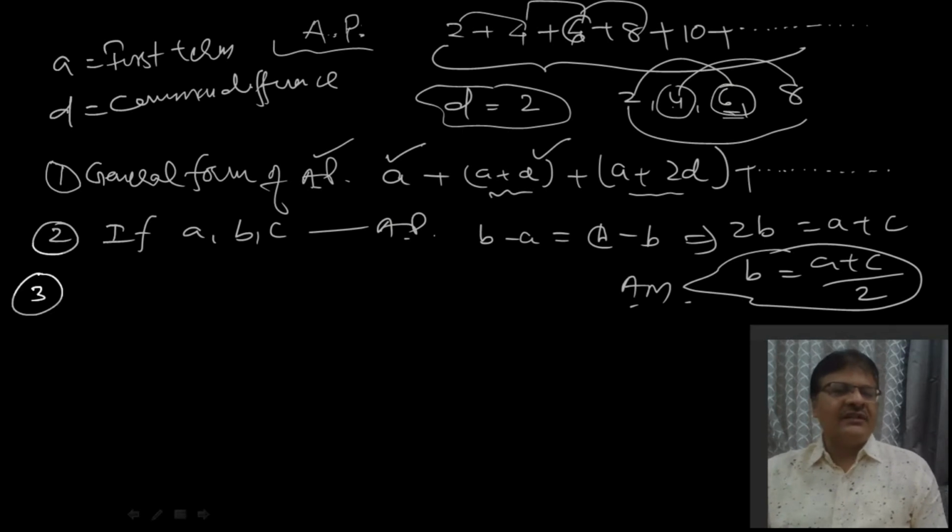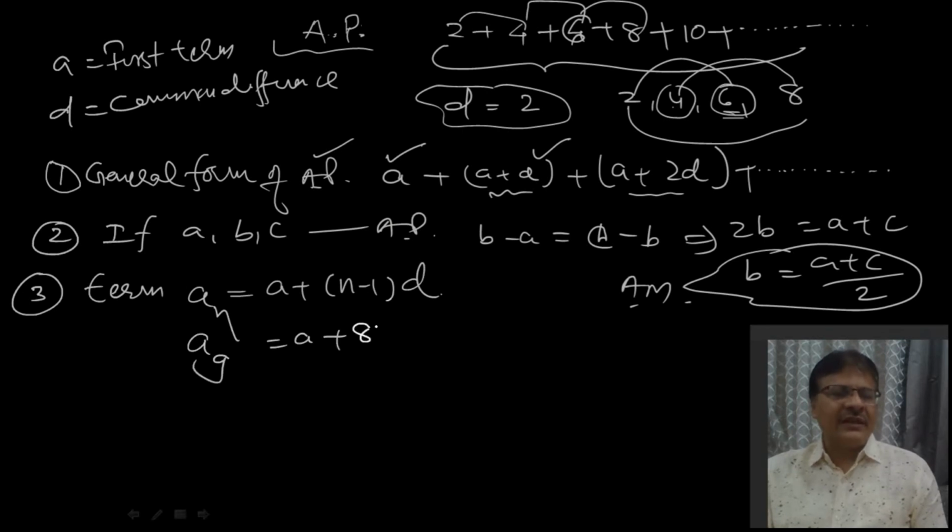The third point is the general term of AP. How to find the term of AP? Suppose the general term is An, the nth term, so that is A plus n minus 1 multiplied by D. So do remember, if we require the ninth term, then we must calculate A plus 8D, since 9 minus 1 is 8. If we need to calculate the 100th term, then what do we need? A plus 99D. That way we can write.